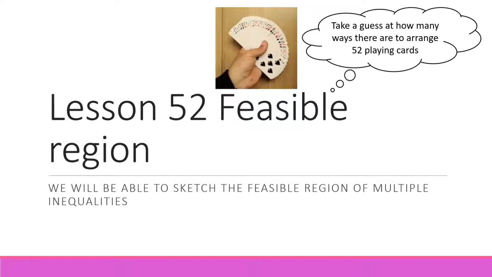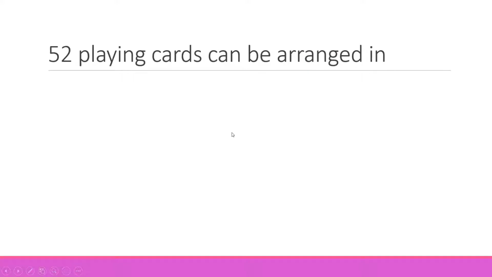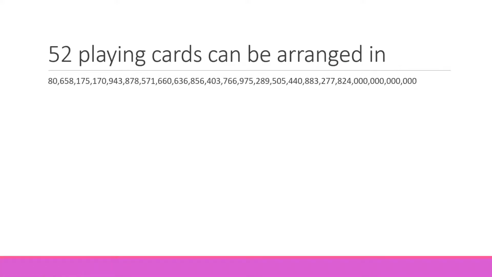So by the time you reach 52 playing cards, there are, get this, I love this fact, 52 playing cards can be rearranged this many ways. That's how many possible ways you can rearrange 52 playing cards.